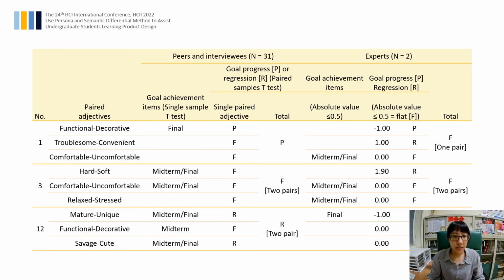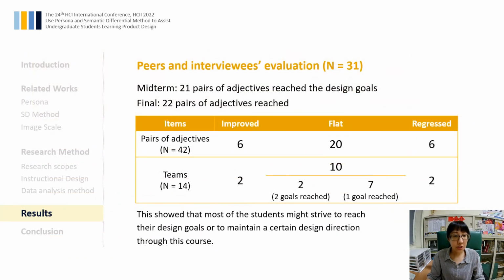This is one of the examples of how we summarize the data analysis. As you can see, each team has 3 pairs of objectives, and we will show which pairs reached the design goals at the midterm assessment or final assessment. And we will show how much the pair of objectives reached the design goals at the end. Regarding the peers' and interviewees' evaluation, almost half of the pairs of objectives reached the design goal.